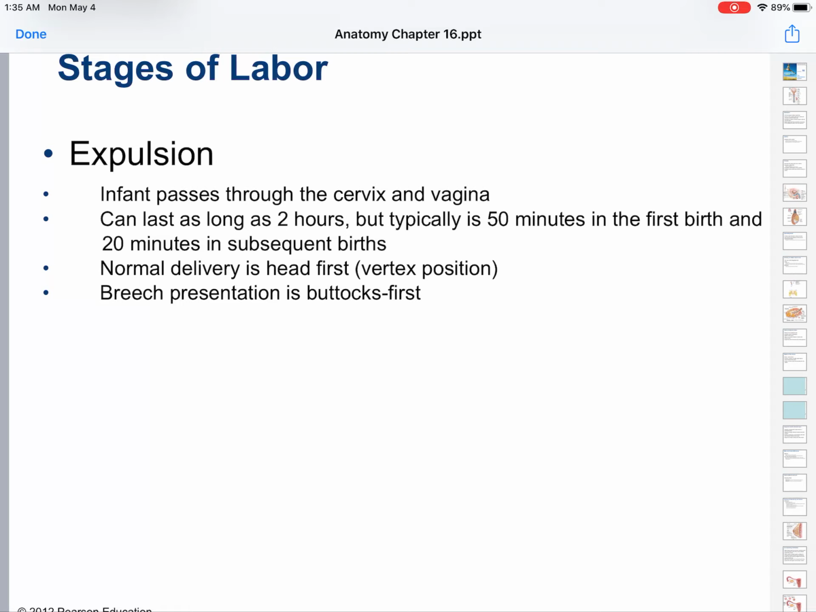Expulsion. The infant passes through the cervix and vaginal canal. It can last as long as 2 hours, but is typically 50 minutes in the first birth and 20 minutes in subsequent births. Normal delivery is vertex position, head first. If you are flipped around, that is called breech presentation. And until the last 20, 30 years, breech position was very, very dangerous and would often lead to death of the child.